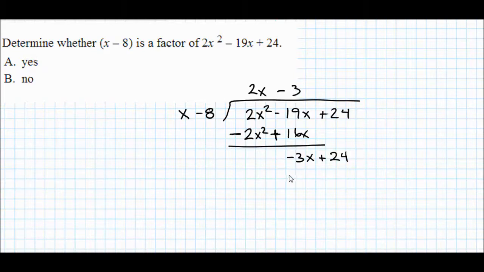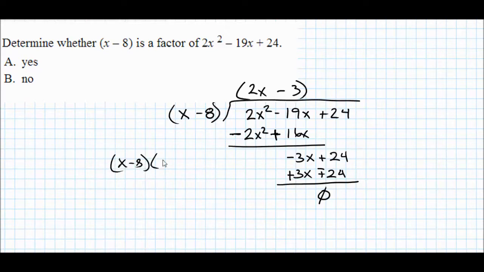Negative 3 times x is negative 3x. Negative 3 times negative 8 is positive 24. Change our symbols to subtract, so that becomes plus, that becomes negative. So it factors out perfectly. The factors are x minus 8 and 2x minus 3. So the answer is yes, x minus 8 is a factor.